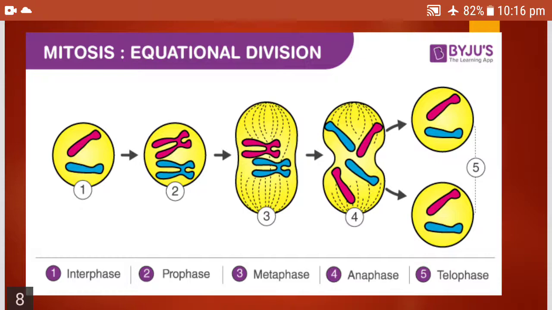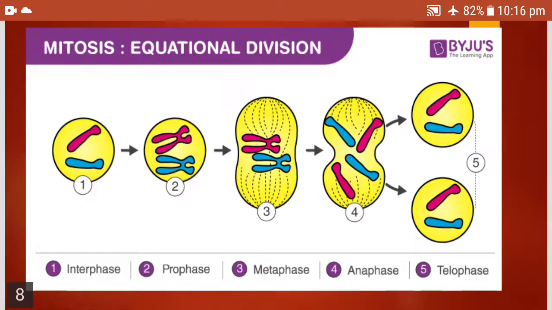Yes. And the last phase is the telophase, where the chromatids elongate, become invisible, the nuclear membrane reappears around the daughter nuclei, and the nucleus is finally divided into two daughter nuclei. The division of the nucleus is called karyokinesis, which is followed by the division of the cytoplasm, which is called cytokinesis.